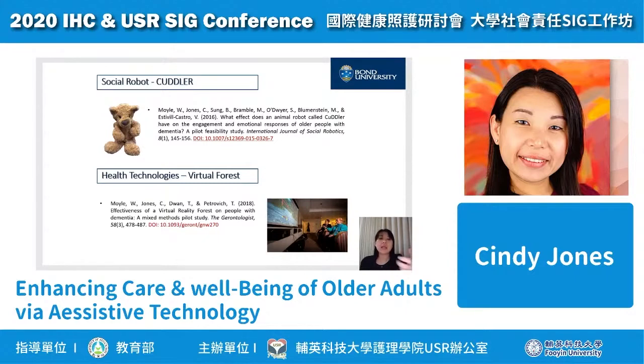Now, another type of technology is Virtual Forest. The Virtual Forest program is one that we were given to test as well. It's basically a program which is a peaceful, enjoyable, immersive environment that is designed specifically to improve the quality of life for people living with dementia in long-term care. Now, the Virtual Forest is actually engaging, empowering, and explorative.